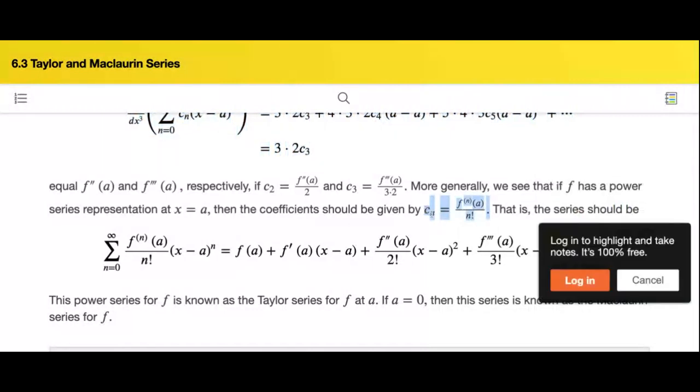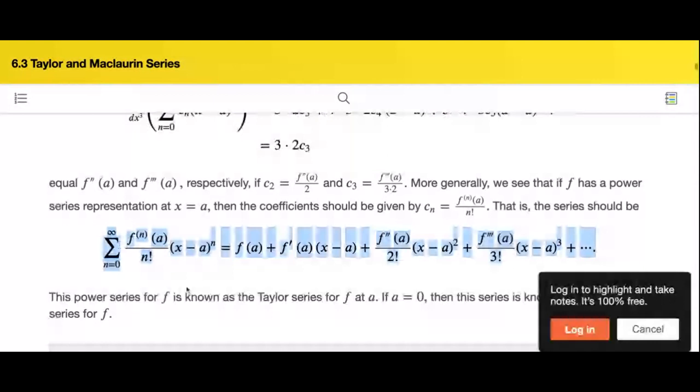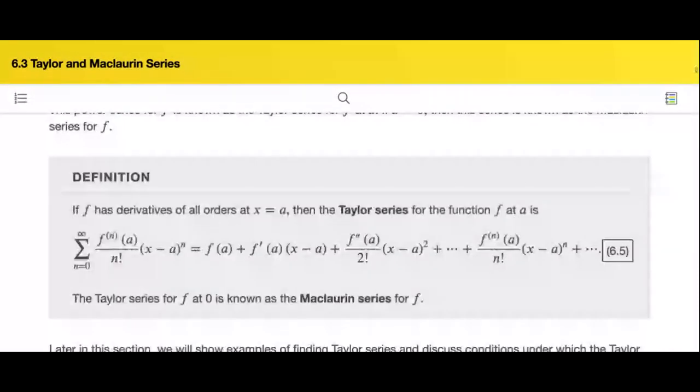So Cn comes from the power series. Now we observed the relationship of each Cn, or each coefficient of the x term. It's just related with its derivative, the same order of derivative. So now we can write the power series in this way, right? So Cn becomes this. Of course, here we're talking about functions, right? And so we got a definition for Taylor series.